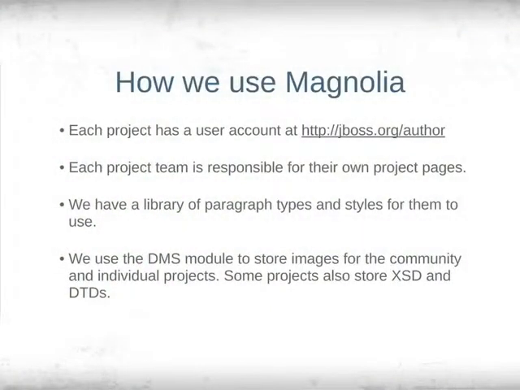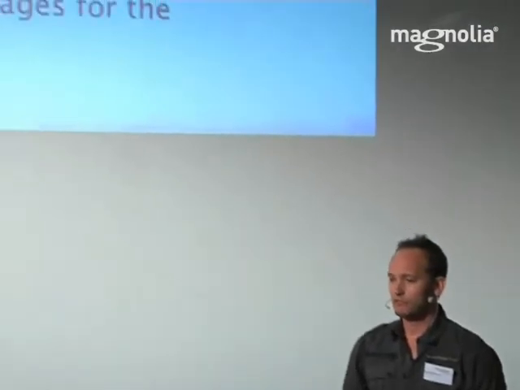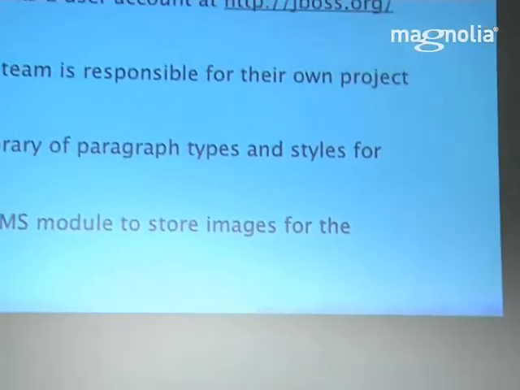So that brings us on to how we use Magnolia. As I explained, it's for the project pages. And what we did was we created a library of paragraph types and styles for the different project teams to use. So it's relatively straightforward for any of them to build a page that looks nice. One of the things we wanted to do was try and make the projects appear slightly more professional than the average project on the other forges.